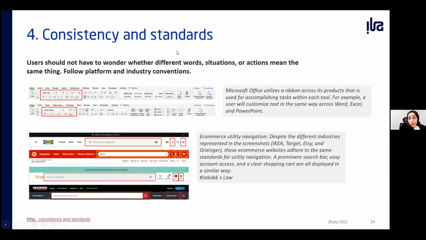Rule number 4, which is consistency and standards. Users should not have to wonder whether different words or situations or actions mean the same thing. You should always follow the platform and industry conventions. This means that you should always be consistent in your product, like in the terms that you use or anything, like your patterns. An example is Microsoft Office.